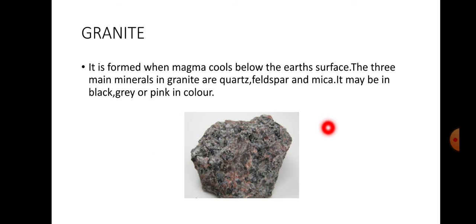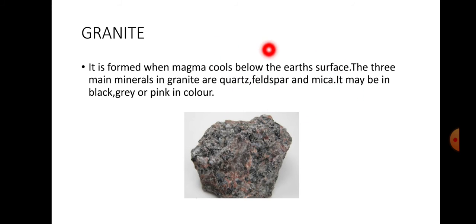A volcano has to erupt for the formation of igneous rock, and other igneous rocks form when lava comes out onto the earth's surface. Whereas granite forms when the magma cools below the earth's surface. Inside the earth, the magma gets cooled and forms a rock known as granite. The three main minerals in granite are quartz, feldspar, and mica.